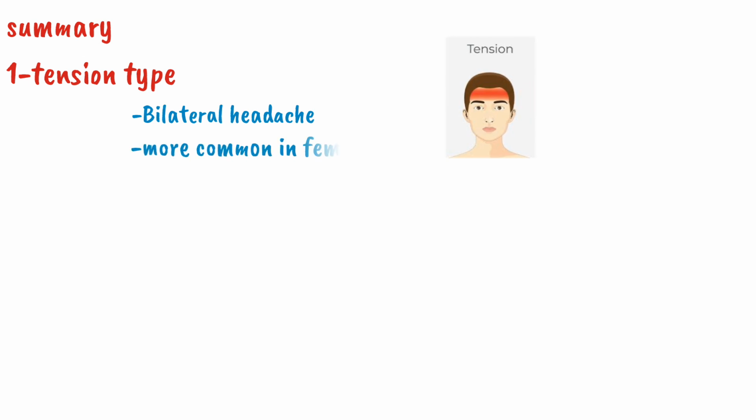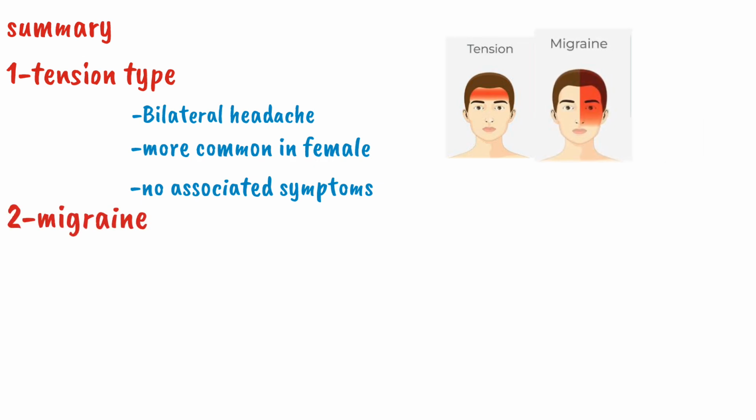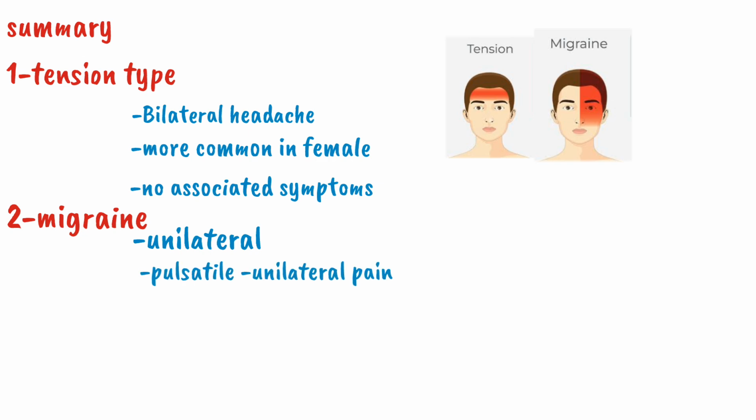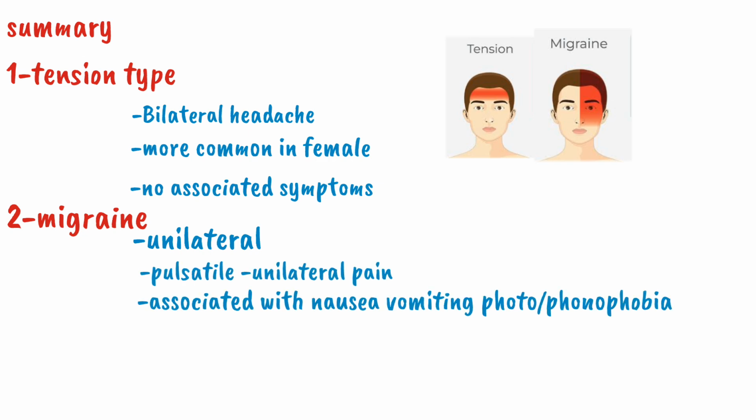Let's summarize these three types of primary headache. The first one is the tension type. The tension type is a bilateral headache, more common in females, and it is not associated with nausea, vomiting, photophobia or phonophobia. The second one is a migraine. The migraine is a unilateral headache presenting with the clinical feature of pulsatile pain associated with nausea, vomiting, photophobia and phonophobia. The third one is the cluster headache.